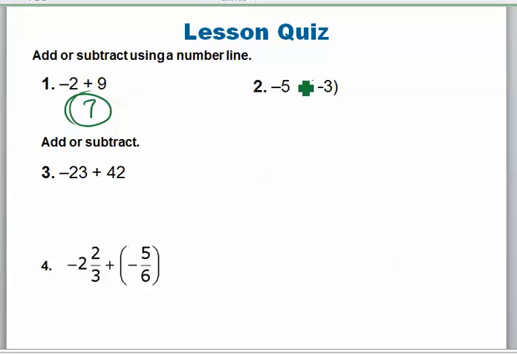This one, you need to change signs. Here's your subtraction sign between the two numbers, so plus the opposite. Now I have negative 5 plus 3, so different signs, so I'm thinking subtraction, which gives me 2. The larger number without any of the signs would be the 5, so you keep the negative: negative 2.